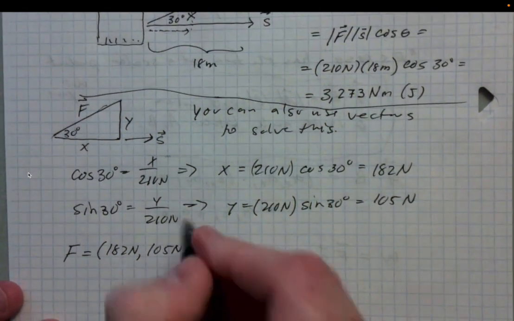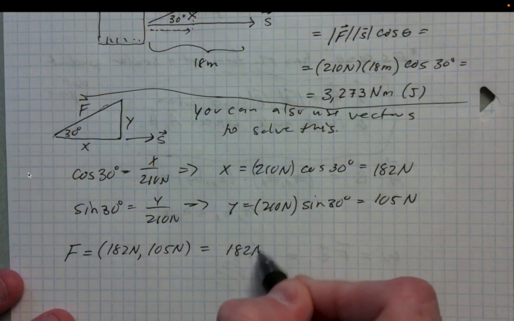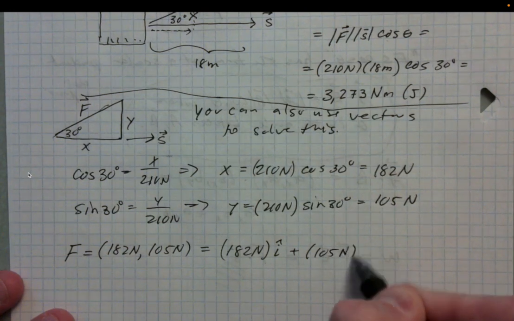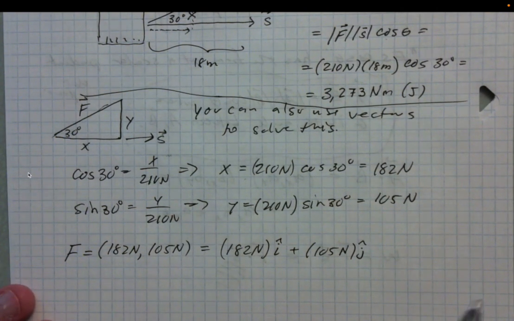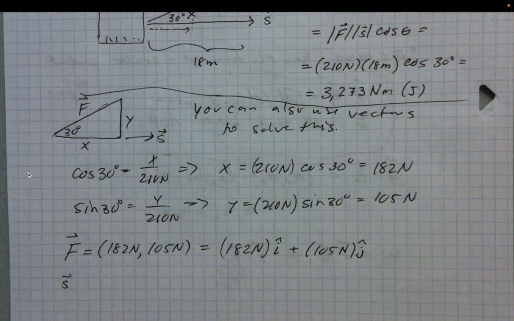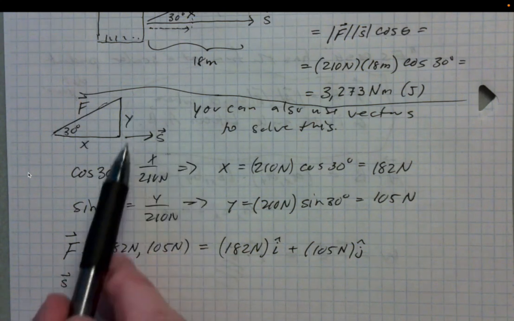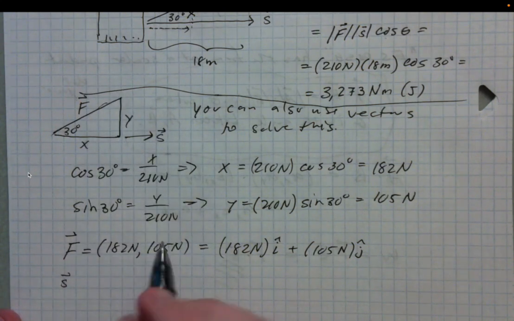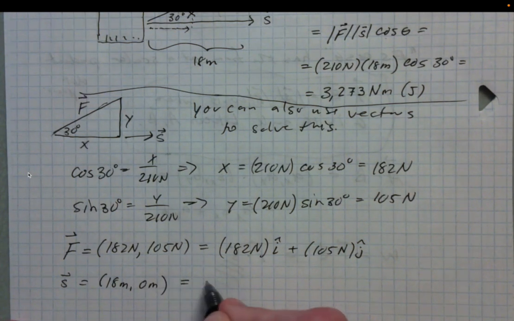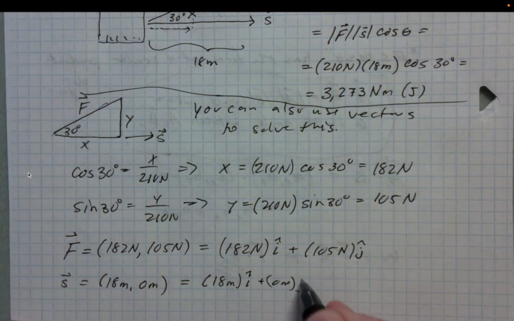So my force vector can be written as 182 newtons, comma 105 newtons. If you're an engineer and you prefer IJ notation, you could write it as 182 newtons i hat plus 105 newtons j hat. That's my force vector. What's my displacement vector? Well, the way we've coordinatized the problem, it's just moving in the x direction. There is no y component, so my s vector would be 18 meters, comma 0 meters, or if you prefer, 18 meters i hat plus 0 meters j hat.